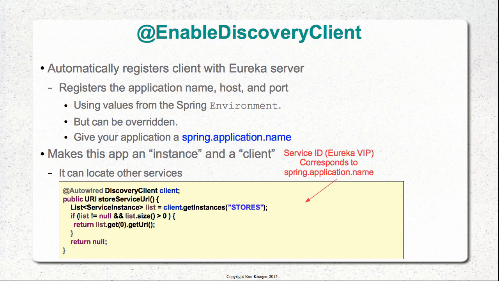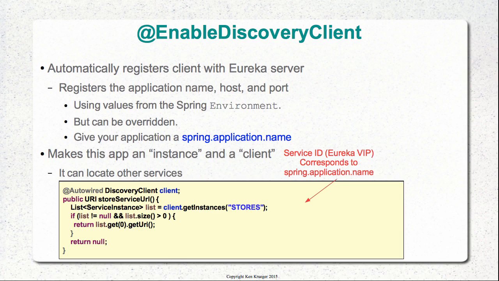When you look at the code here, you can see that we're using it to go out and get instances of something called stores. Now, stores, in this example, is what Eureka calls a VIP. We would refer to it as really just the spring.application.name of another service somewhere. And then you can see what we're doing here is doing a null check and then getting the URI and then using that for something, maybe making a REST call or something like that.